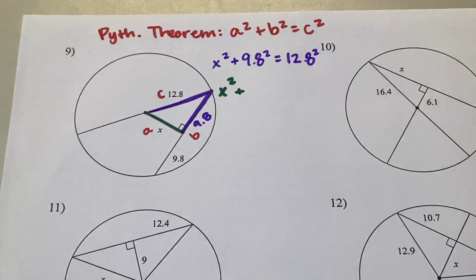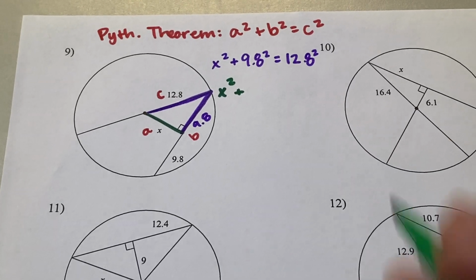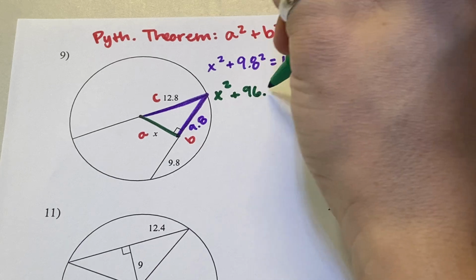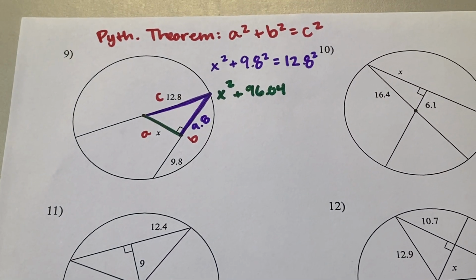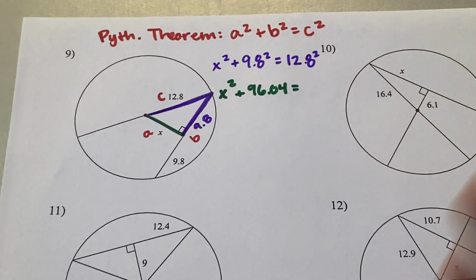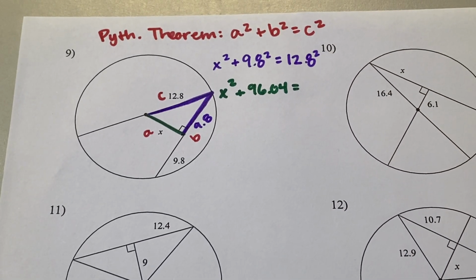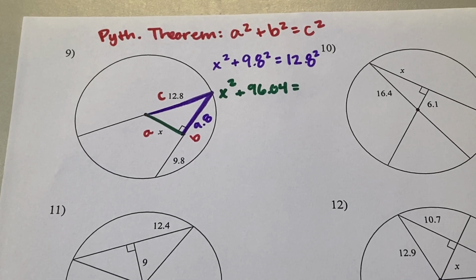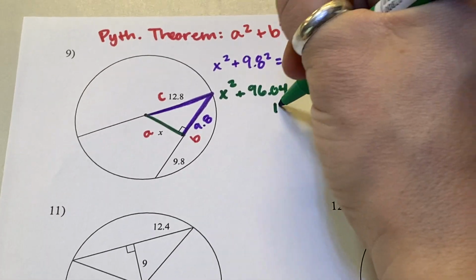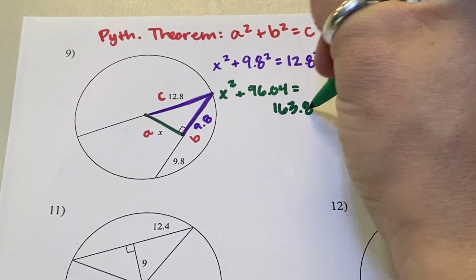What is 9.8 squared going to give you? 96.04. Beautiful. It's okay that we're dealing with decimals, right? They're just ugly numbers that have to follow the same rules. What about 12.8 squared? What'd you get for 12.8 squared? 163.84. Nice.